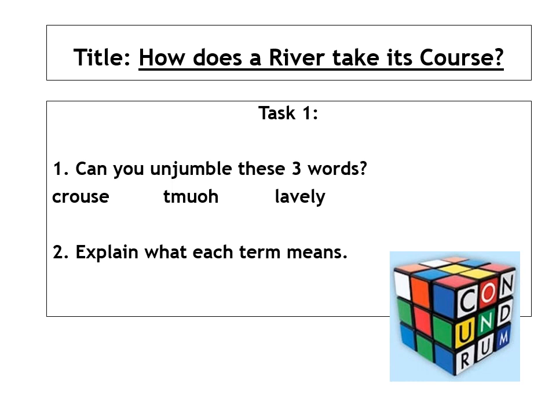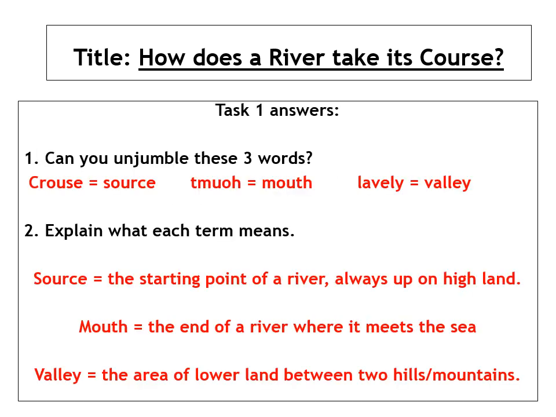Okay, moving on. So there's the answers for you. The first one was source, the second one was mouth, and the last one was valley. We haven't really spoken about valleys that much, but I thought I'd throw in a bit of a curveball, to see if anyone got it. And then there's the meanings underneath. Source is the starting point of a river. It's always up high, in mountains and hills. That's where a river starts. A mouth is where the river meets the sea, so the end of the river. And a valley is an area of lower land between two hills or mountains, normally with a river running through it. So there's some of those key terms as a recap.